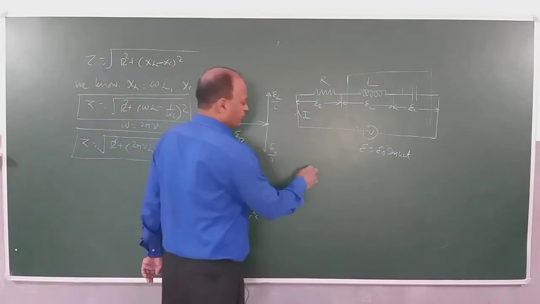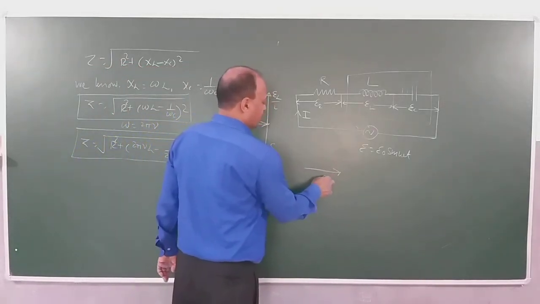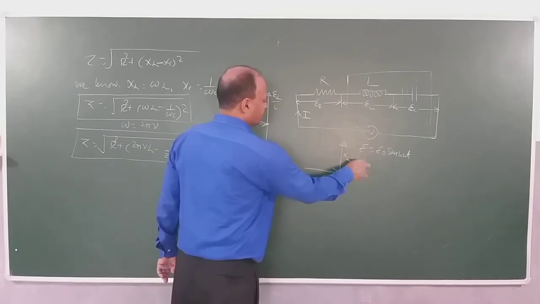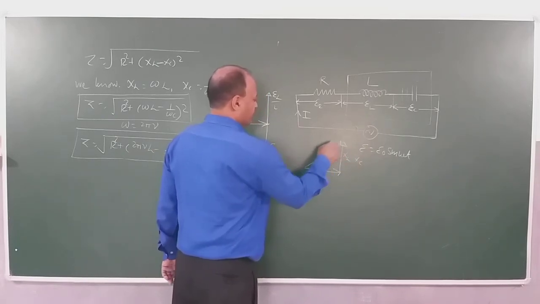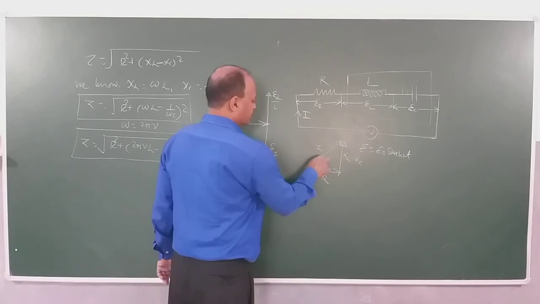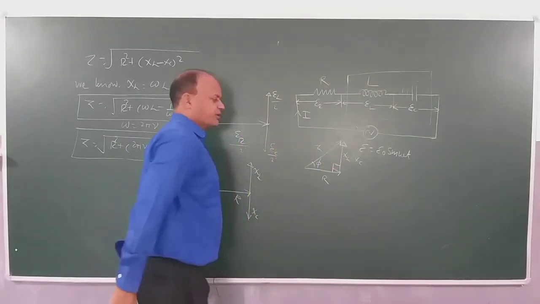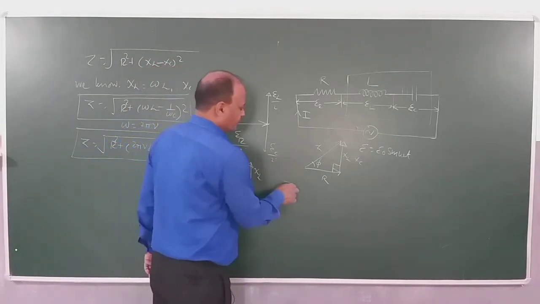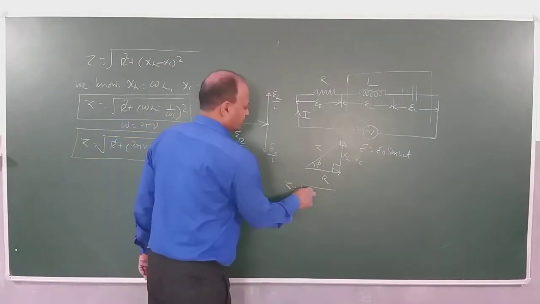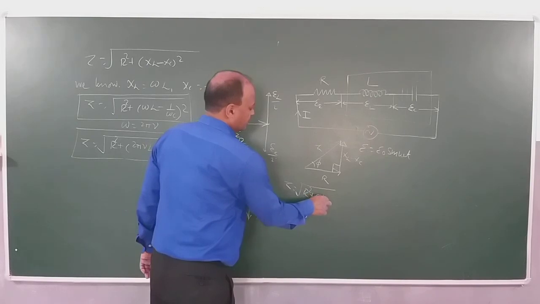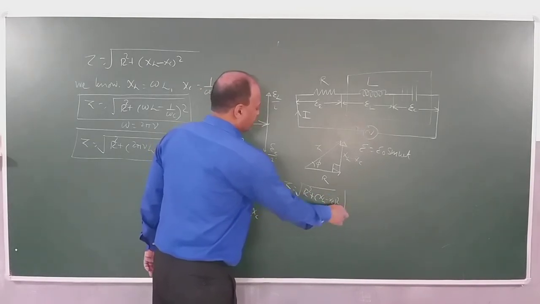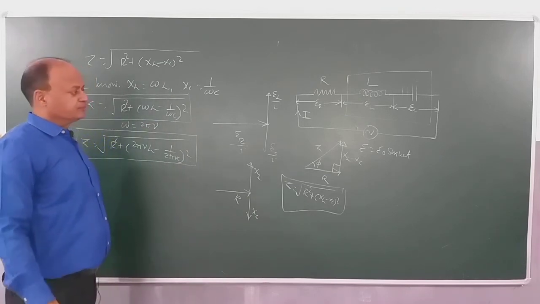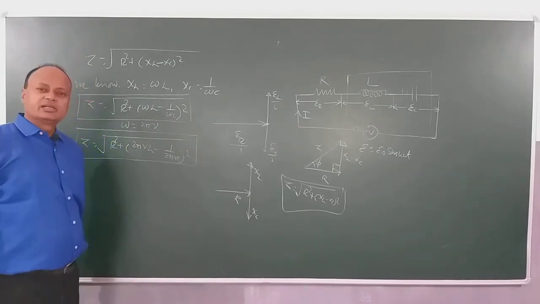We can modify and draw also. This is R, this is XL minus XC, this is the combined resistance Z, and this is the angle phi. So you can see we get the same relation, Z equals root over R square plus XL minus XC whole square. So you can derive the value of impedance of the LCR circuit by using this vector diagram also.